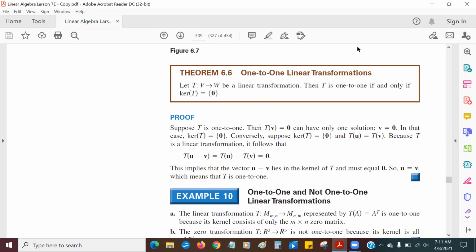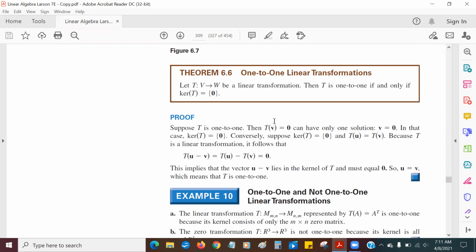Theorem 6.6: if T is a linear transformation from V to W, then T is one-to-one if and only if the kernel of T equals zero. Well, obviously, if T is one-to-one, then the kernel of T can only equal zero, because one-to-one means that there can only be one thing that maps to one, and there can only be one thing that maps to zero. And of course, that would be the zero vector maps to zero. That always happens, so that could be the only thing.